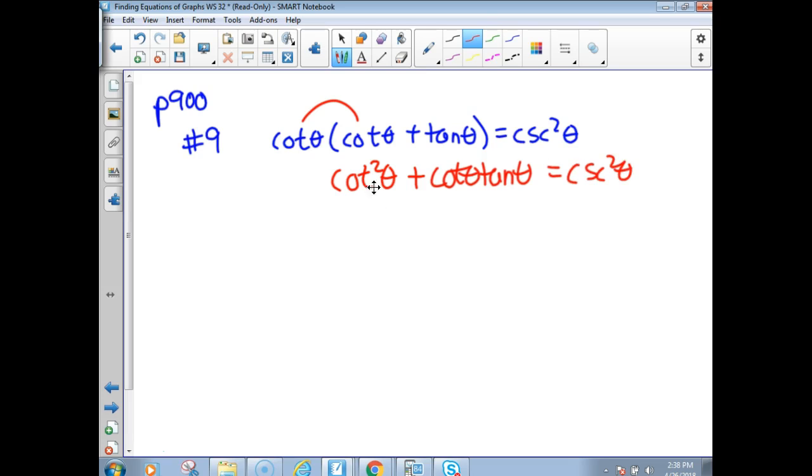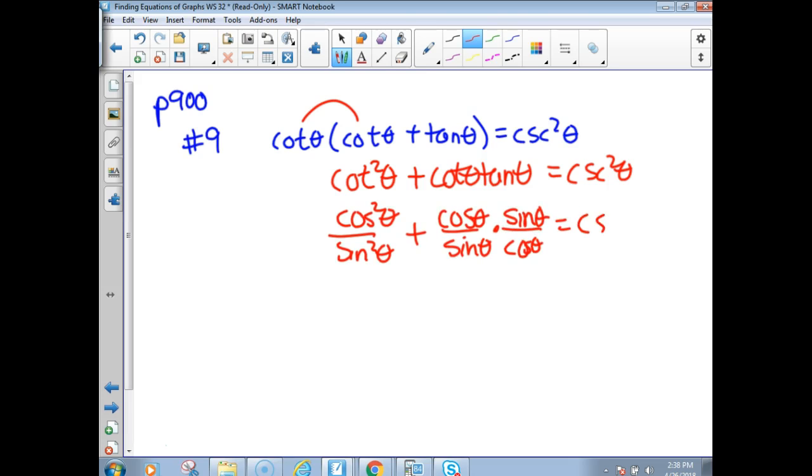Well, this is if I distribute it, right? Now, let's go ahead and change to cosines and sines. So this would be cosine squared theta over sine squared theta. This would be cosine theta over sine theta times sine theta over cosine theta. And this is just 1, right? Next, what I'm going to want to do is make this have the same denominator.